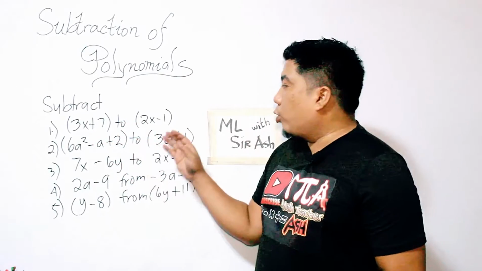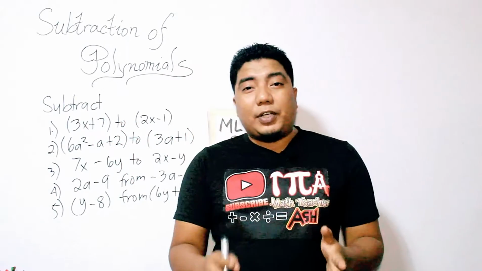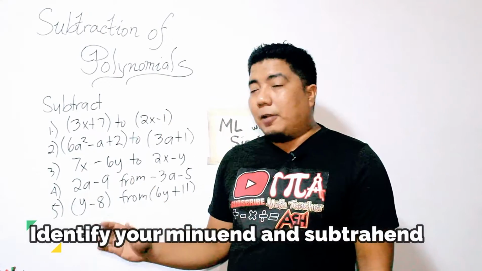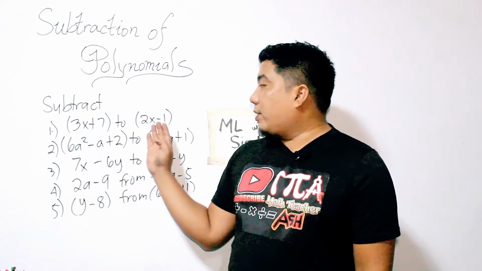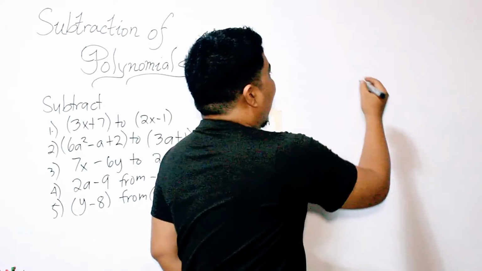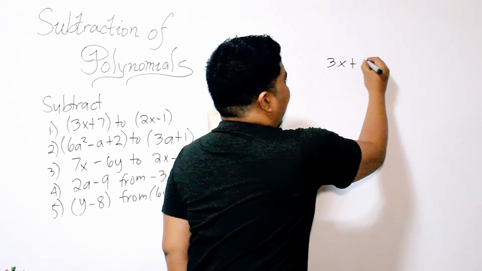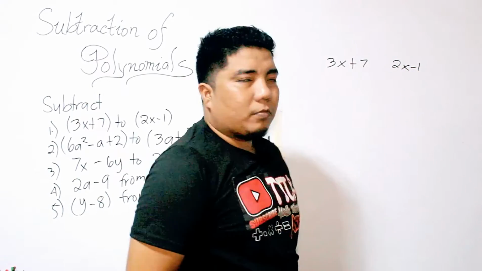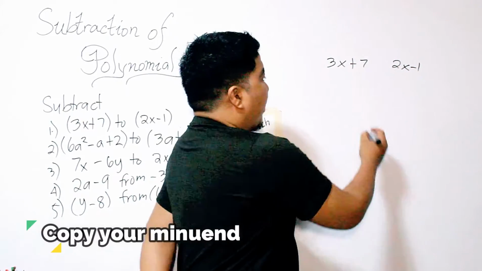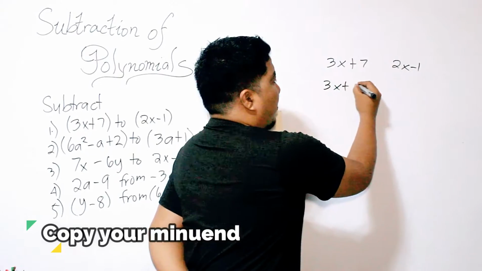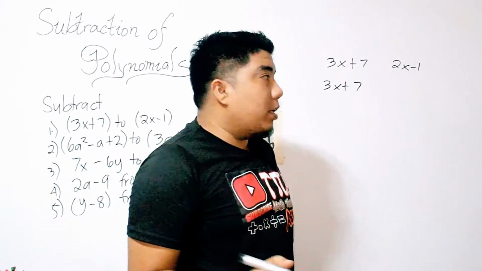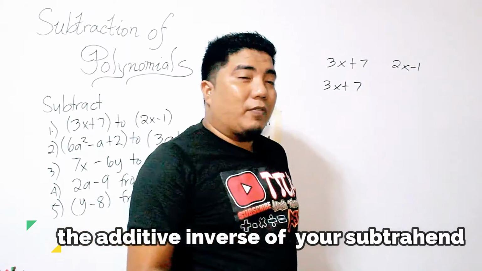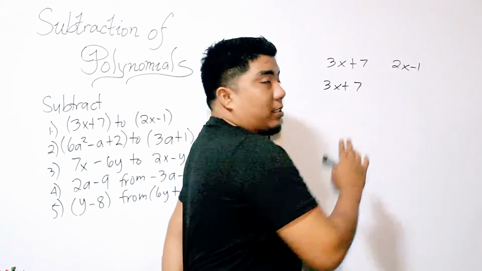Okay, now, let's try first our first given. 3x plus 7 to 2x minus 1. The first thing you should do is to identify the minuend and subtrahend. This will be your minuend and this will be your subtrahend. So that will give you 3x plus 7 and 2x minus 1. So, you just copy your minuend, 3x plus 7, and then your subtrahend, you will get the additive inverse of that. So that is 2x positive.